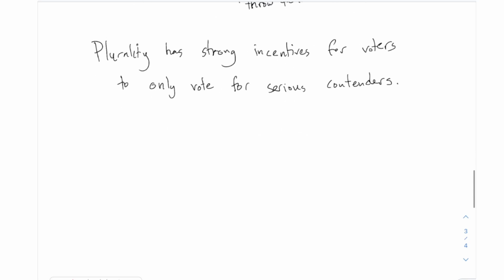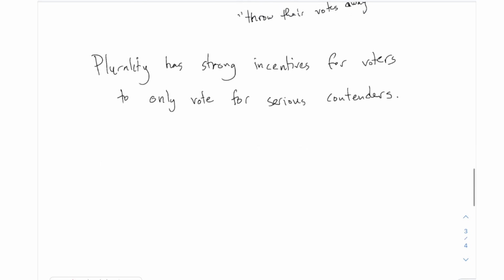Plurality has strong incentives for voters to only vote for serious contenders. The major effect of this is not what I just said, which is kind of a gripe that I have, because I like for politicians to be honest. I know this is kind of a ridiculous expectation, but when they say things that are obviously false just because they're trying to win the election, I'm not into that.